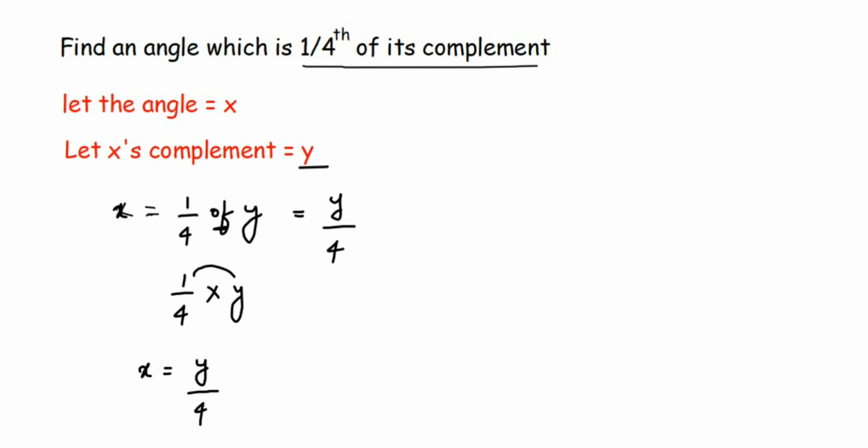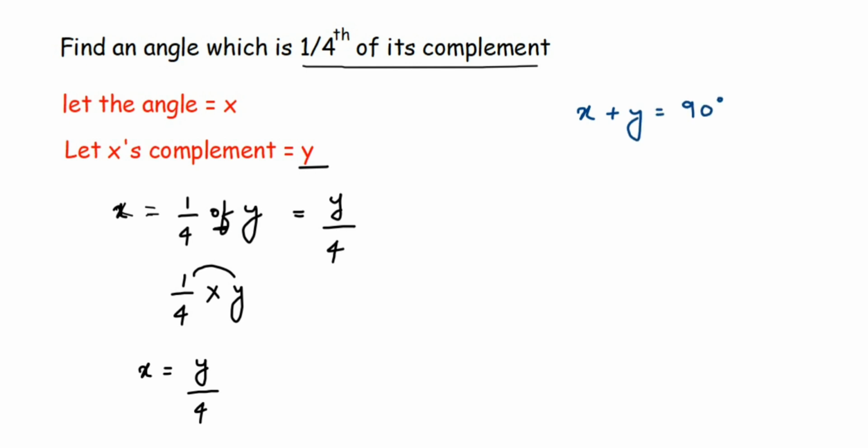Now how to find this x and y value? We know that these two angles are complementary angles. That means when you add these two angles, their sum is 90 degrees. So here we get x plus y equals 90 degrees.